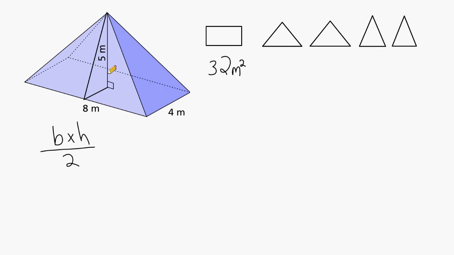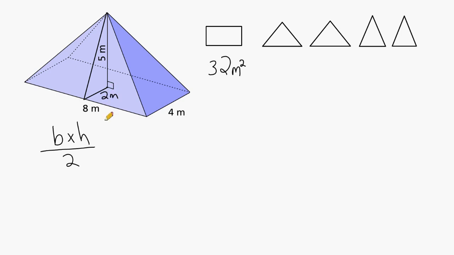Now we can see that the length of this side of our triangle is 5 meters because that's also the height of the pyramid. But let's take a look at this triangle's leg right here. Now we should know that this line right here has a distance of 2 meters.